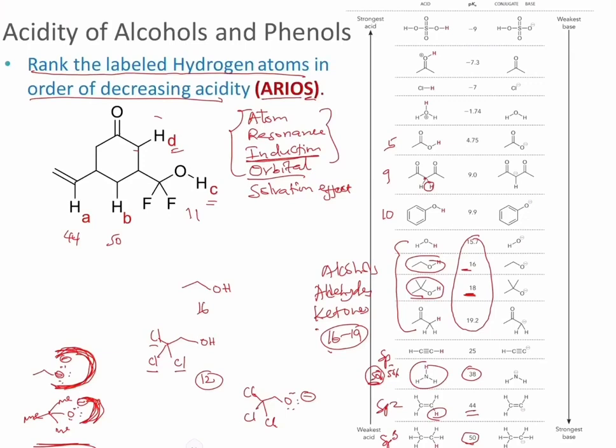So therefore, the lowest is Hc. So we're going to start with Hc being the one with the highest acidity. So that's greater than Hd, which is greater than Ha, which is greater than Hb. So from the most acidic to the least acidic.